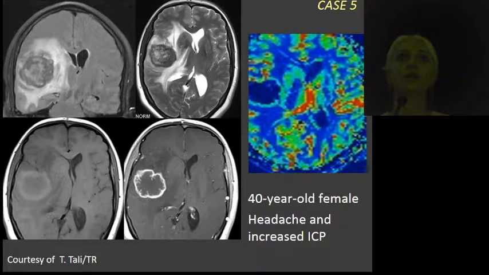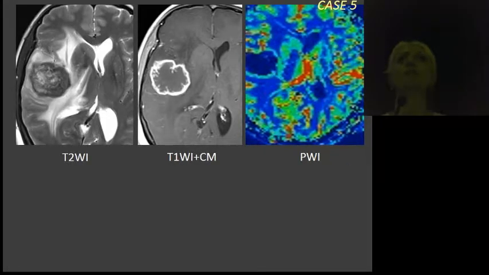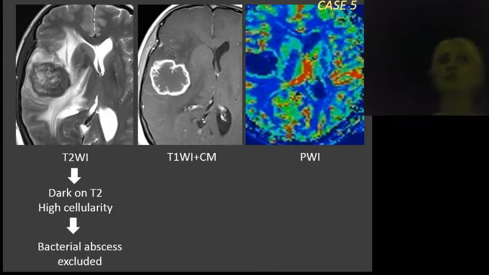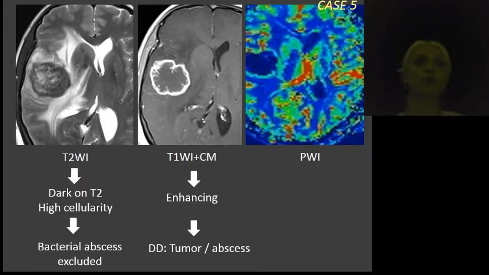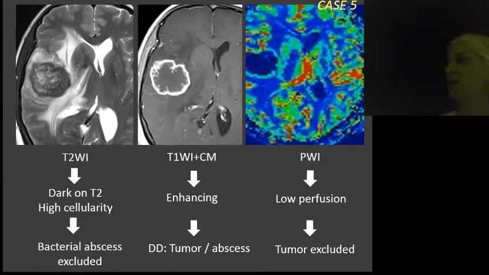So what do we know? It's probably not a tumor. It's not a glioblastoma, it's not metastatic disease. So let me show you again so that we have practiced it several times. Dark on T2 means high cellularity, which means bacterial abscess is immediately excluded. So only by looking at T2, it's not bacteria. Then T1, it's enhancing. It can still be a tumor or an abscess, right? And then perfusion is negative, so tumor is excluded. So I have excluded bacterial abscess, I have excluded tumor, so I still have an abscess.